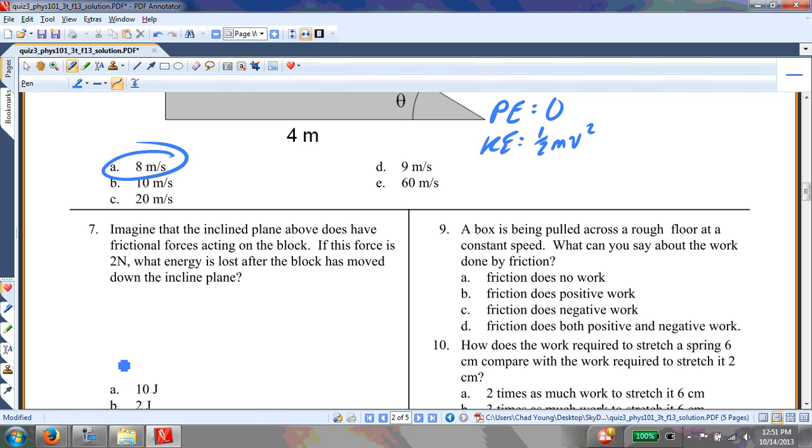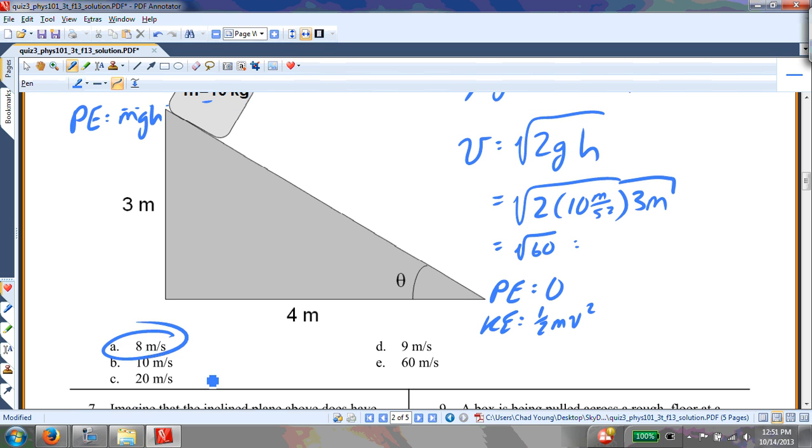Imagine that the inclined plane does have frictional force acting on the block. If this force is 2 newtons, what energy is lost after the block is moved down the inclined plane? All right, well, the frictional force is doing work. Work is equal to force times displacement. It has a magnitude of 2 newtons, the force, and it's moving over a distance that is from here to here. So I want to find this distance.